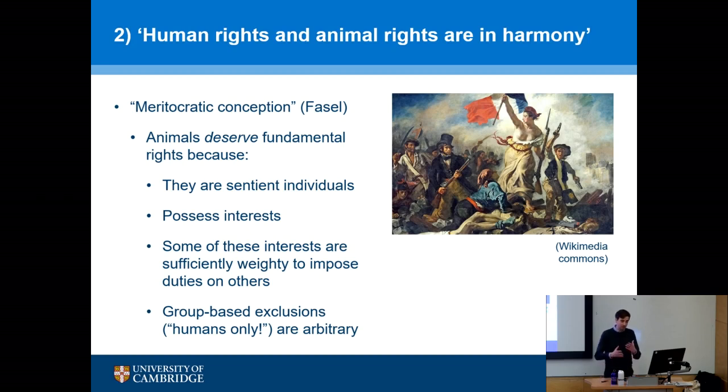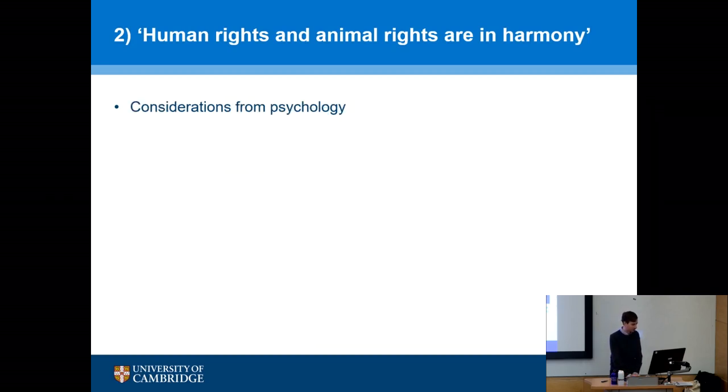Now, we saw some issues with this foundationalist approach. It tries to ground things in the capacities of individuals at the end of the day, and a lot of animal rights scholarship is doing that. We've already seen some issues with that, so what I'd rather like to do now is go through some considerations from research in psychology that people like Cochrane and like-minded thinkers tend to adduce when trying to make their case for sentient rights, for saying that human rights and animal rights are in harmony with each other.